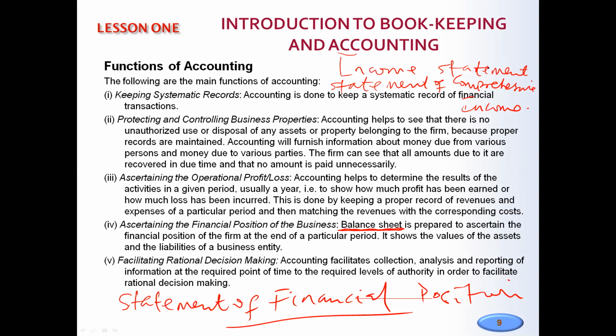accounting information facilitates rational decision making. Accounting facilitates collection, analysis, and reporting of information at a required point of time to the required level of authority in order to facilitate rational decision making. The whole essence of accounting information is to make an informed economic decision, either by management or by whoever is making use of the financial statement. It is to make business decision, to make rational and economic business decision.